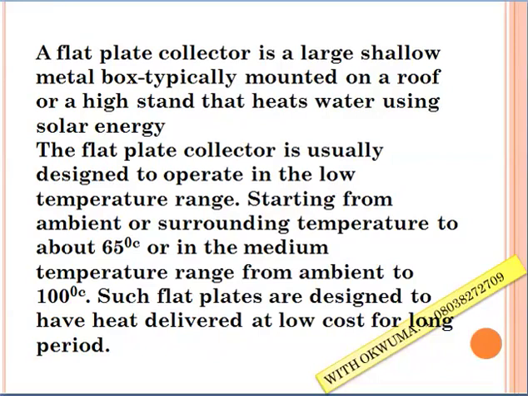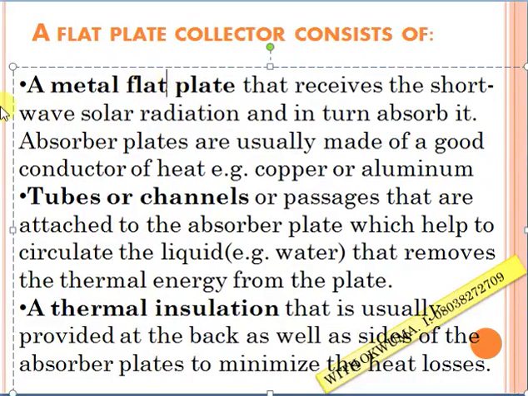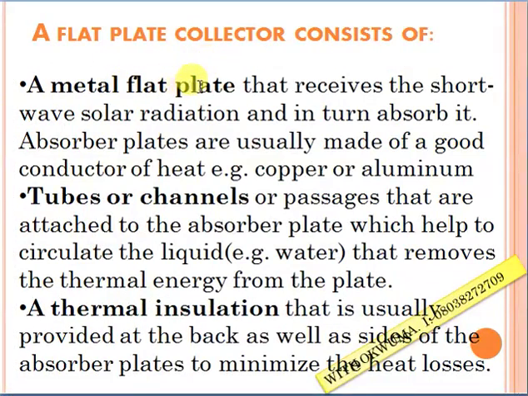Now a flat plate collector consists of, number one, a metal flat plate, which I've shown you in the diagram. A metal flat plate that receives the shortwave solar radiation and in turn absorbs it. So this metal flat plate, we call it the absorber plate. They are usually made of what? Good conductors of heat, like copper or aluminium.